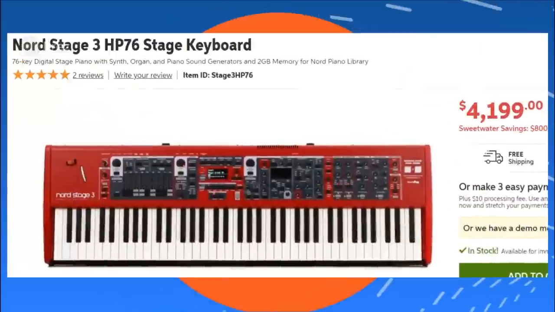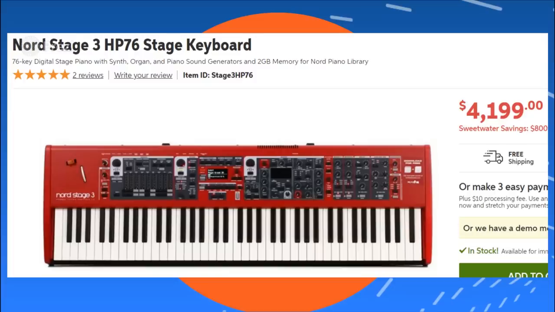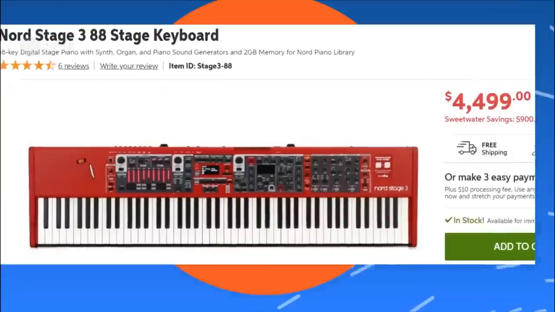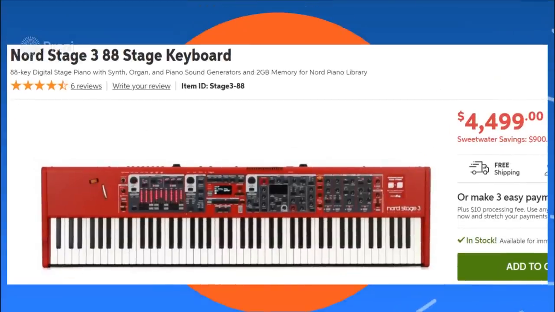$2,000 then, and you'll pay slightly more for the 88 note, $2,500. Now if we compare with the NORD Stage 3 HP 76, this is the smaller NORD Stage, $4,200. Let's not worry about the $1 that's missing there, $4,200. So that is over twice the price of the Yamaha CP73. Now this one does have a few more features. If you want the 88 note version, then that's going to be a mind-blowing $4,500. Not sure what's happened to the pricing of the NORD Stages in recent years.